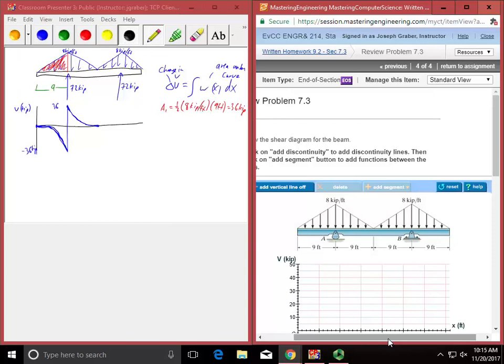The two endpoints, is that always good? Because I like the way you're doing it. Yeah, that always works. The equation that we're using is dV/dx equals w(x). I always have trouble remembering: the slope of shear equals loading.